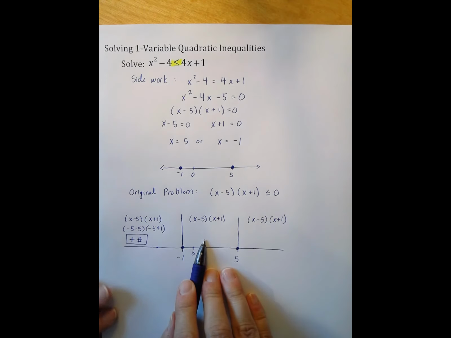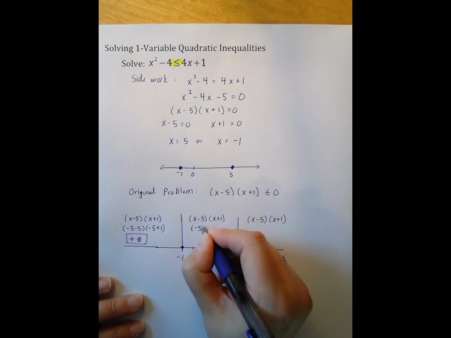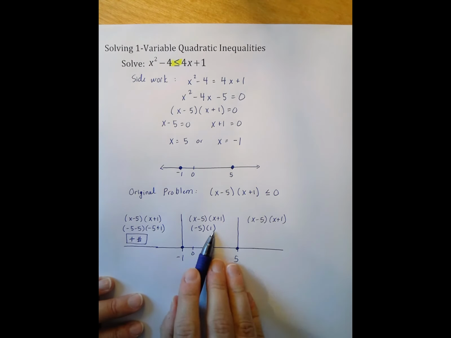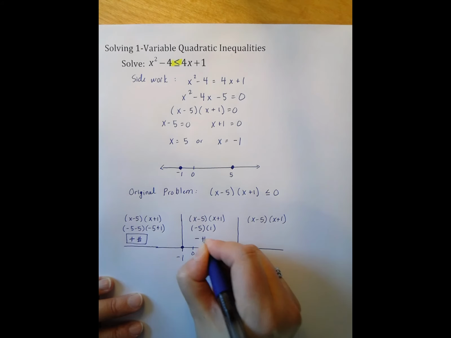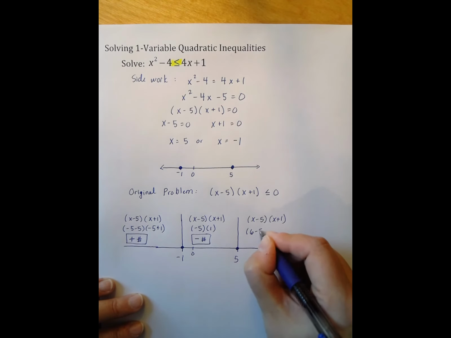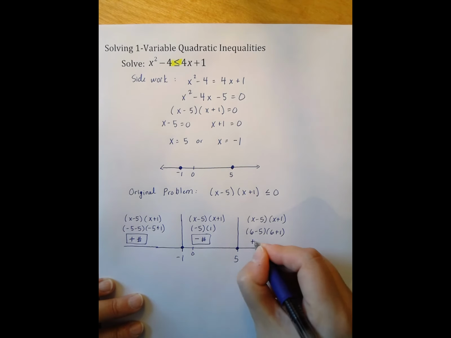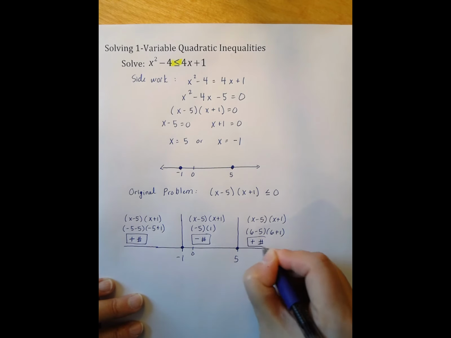For my middle region, I'll pick 0. It's actually the easiest here. So I've got negative 5 times 1. So I've got a negative times a positive. So I have a negative number in this region. For the most right-hand region, I'm going to pick 6. So I have 6 minus 5 times 6 plus 1. That's a positive times a positive. So this region has a positive number.